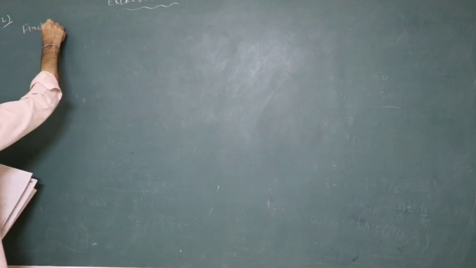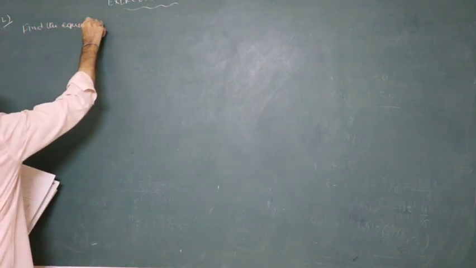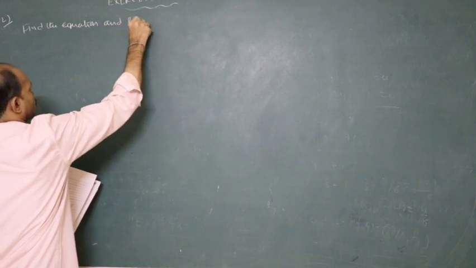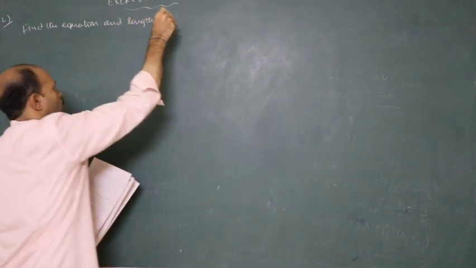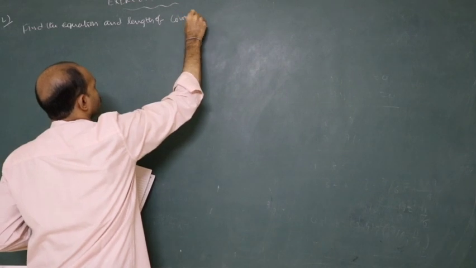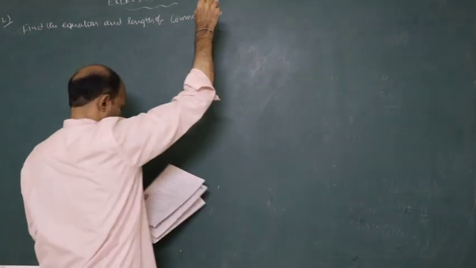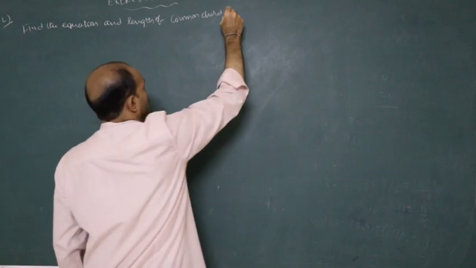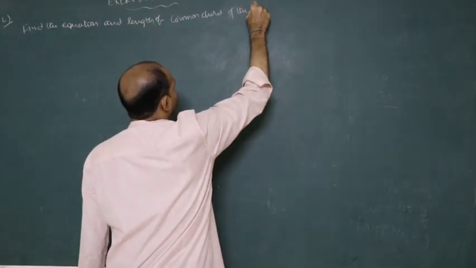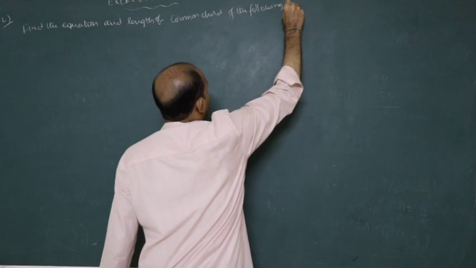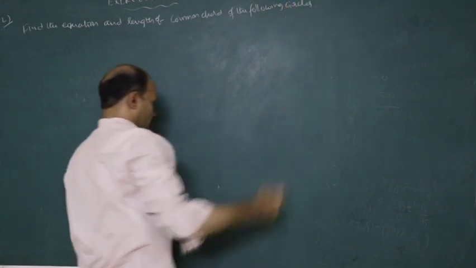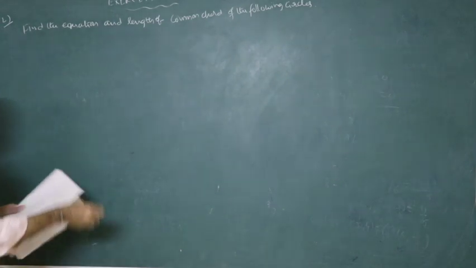Come to the next problem. It's an important bit. Roman 3, second question. Find the equation and length of the common chord of the following circles.